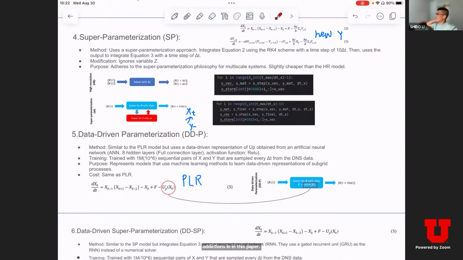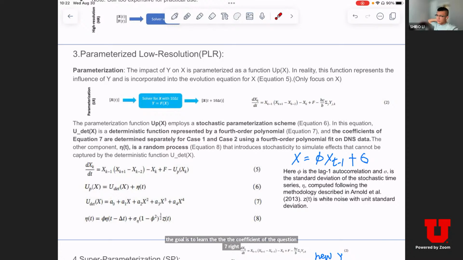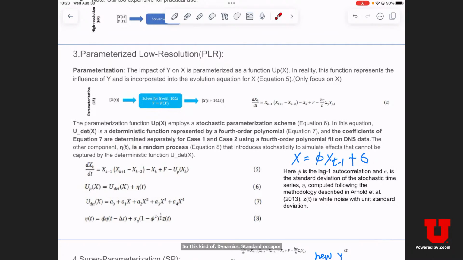I have a question about method 3. Can you go back to the previous slide? So here the goal is to learn the coefficients of equation 7, right? The A0 to A4. When you have the Brownian term in equation 6, you can use the standard Archifour to solve this kind of dynamics. Yes, these coefficients were determined using a fourth order fit on the DNS. But you still need to use the Archifour to run the dynamics and get the final solutions to feed the data. Yes.